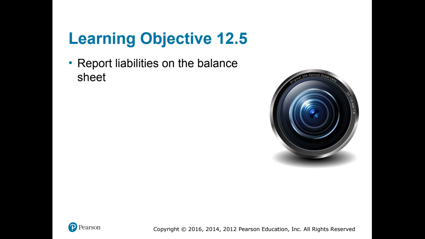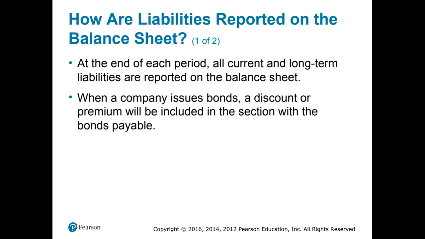All right, so report liabilities on the balance sheet. So how are liabilities reported on the balance sheet? At the end of each period, all current and long-term liabilities are reported on the balance sheet. So when a company issues bonds, a discount or premium will be included in this section with the bonds payable.